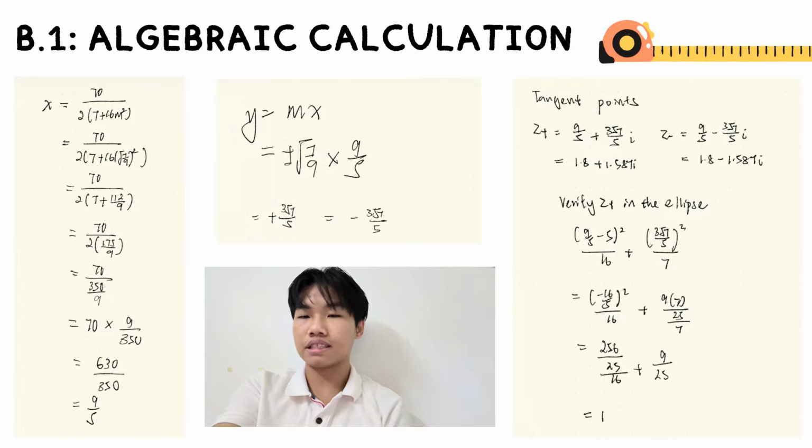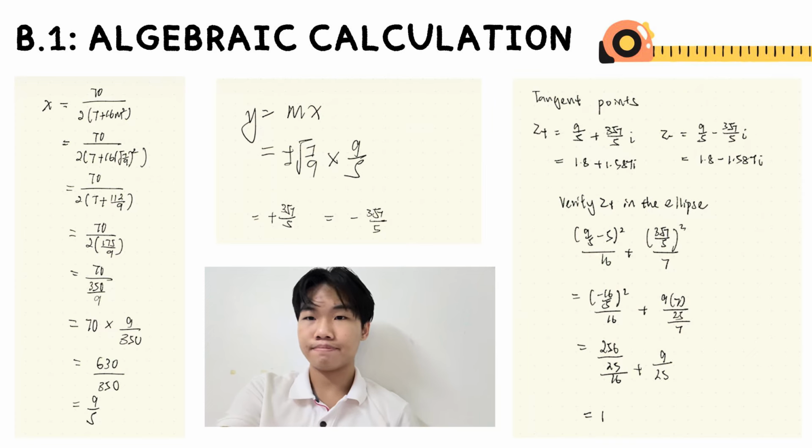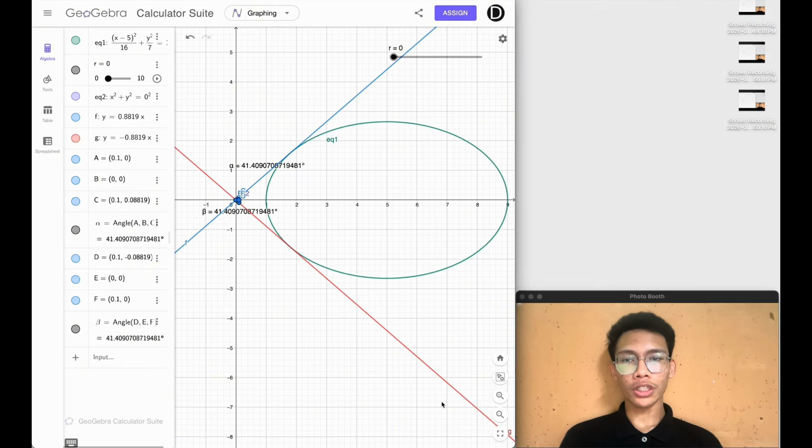Now we find x and y. x is 9 over 5, y is plus or minus 3√7 over 5. Tangent points are 1.8 plus or minus 1.587i. And then we verify z plus in the ellipse by substituting the value into the ellipse formula and we get 1. It's correct.